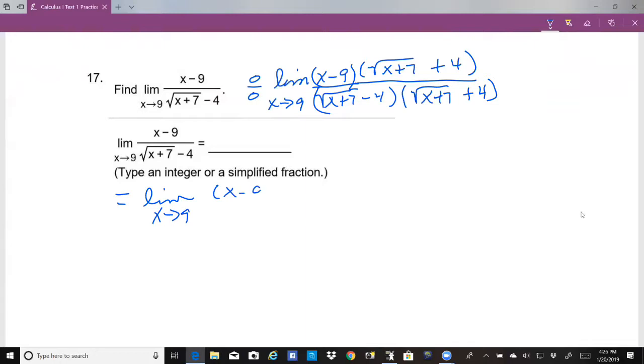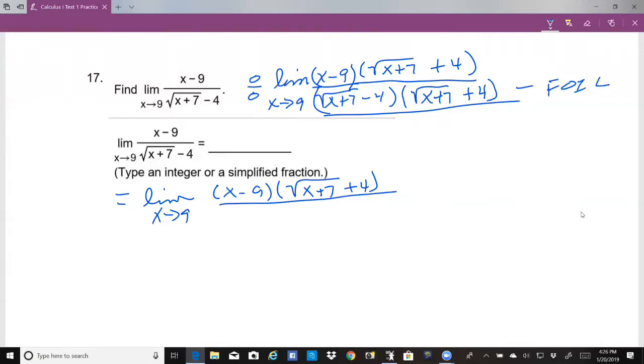I'm going to just write down the numerator as is right now until we see if we get some simplification of the denominator. Now we need to FOIL the denominator. It's going to be the square root of x plus 7 times the square root of x plus 7, which is x plus 7. And now you can see that the outside is 4 times the radical, and the inside is minus 4 times the radical, so they cancel out. Then the last is going to be minus 16.